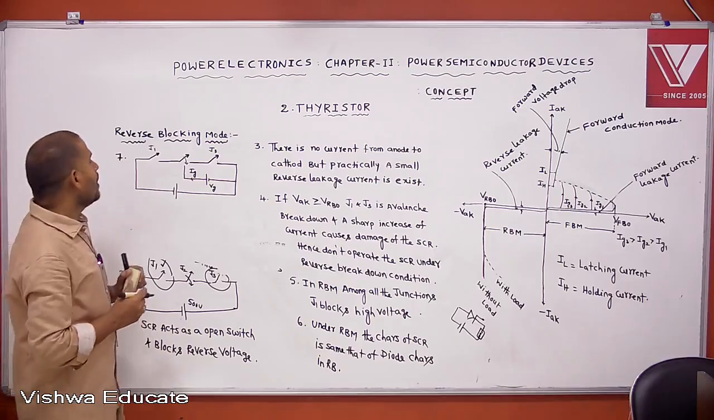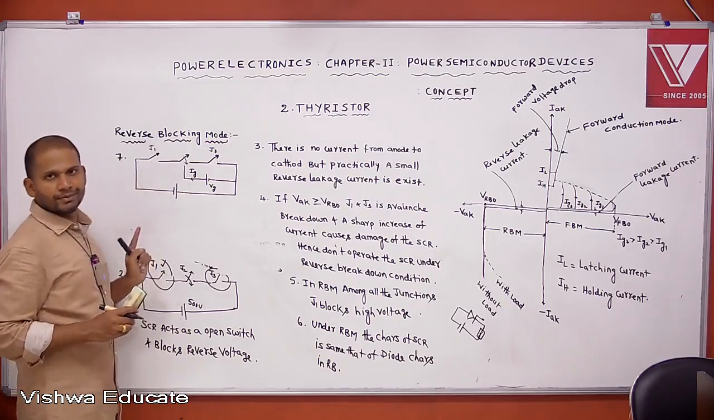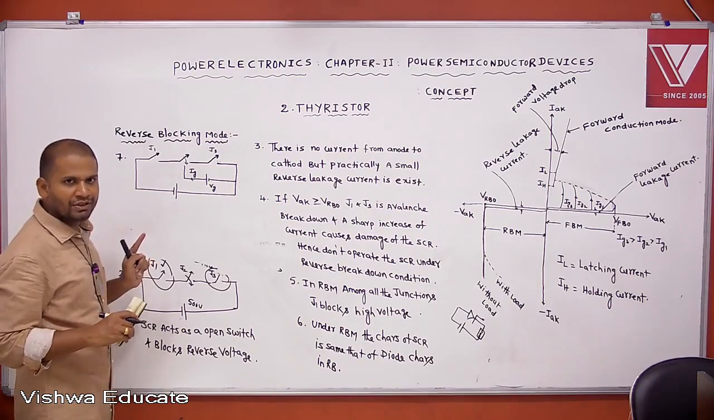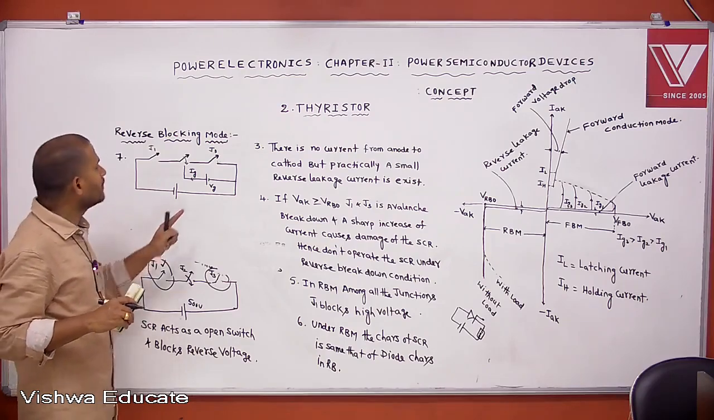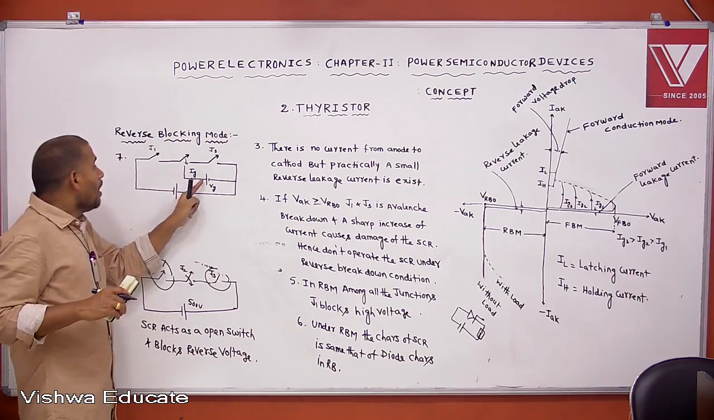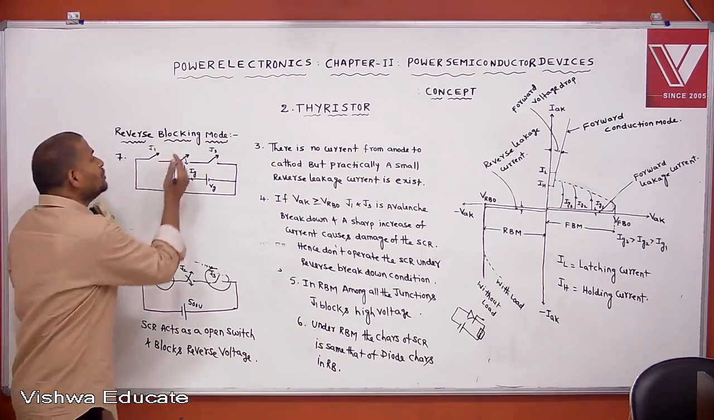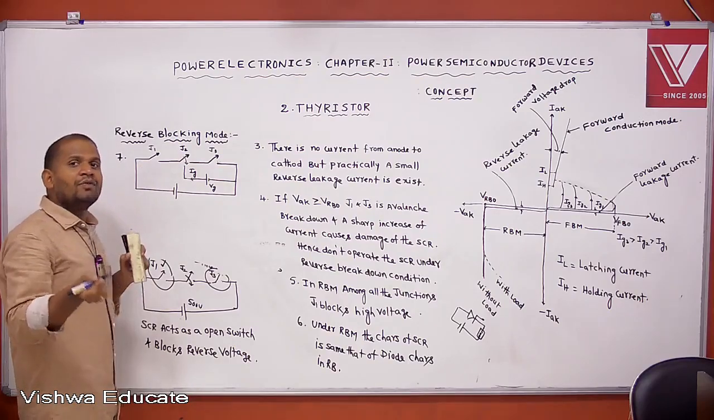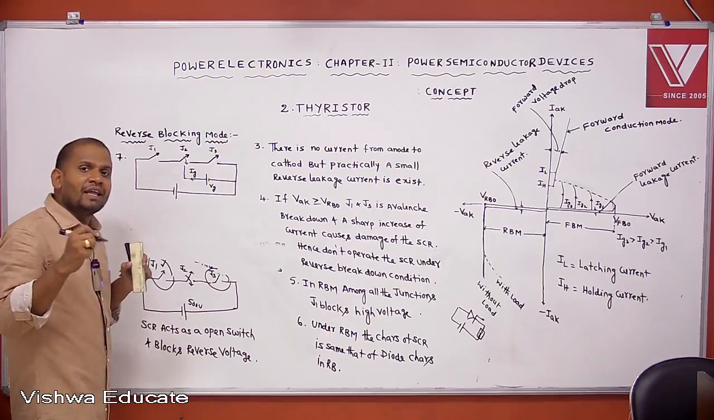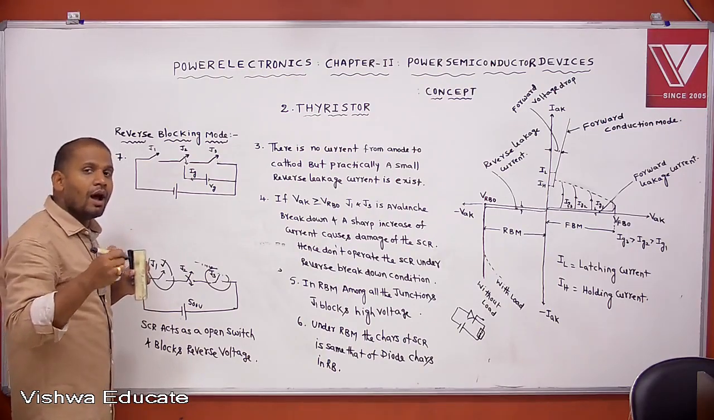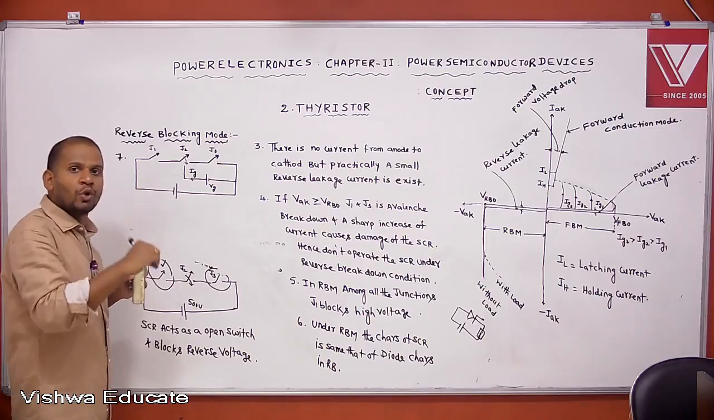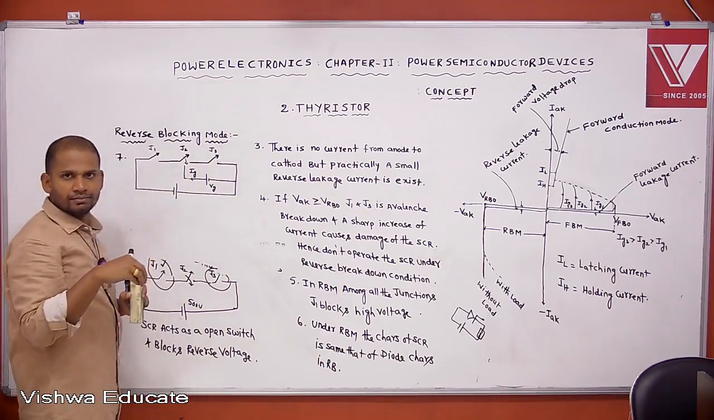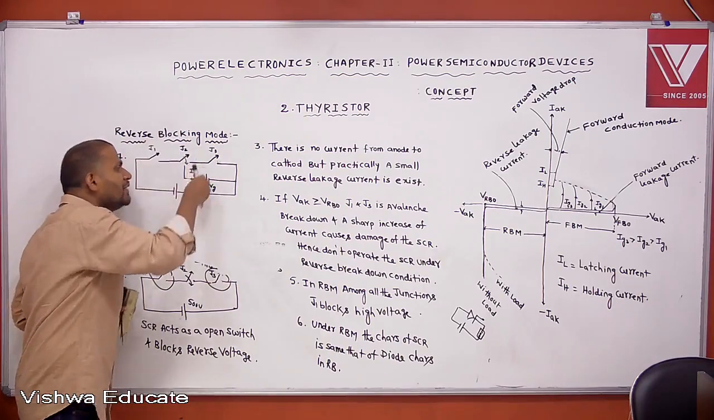That is, under reverse blocking mode of operation, if the gate supply is connected, where are we connecting the gate? At the J2 junction. J2 junction is already closed. That means by connecting the gate terminal under reverse bias, in an already closed junction, again we are injecting the carriers. Extra carriers are injected because of the gate supply.